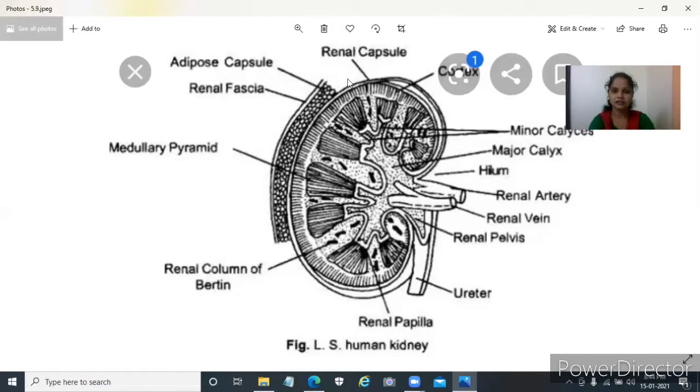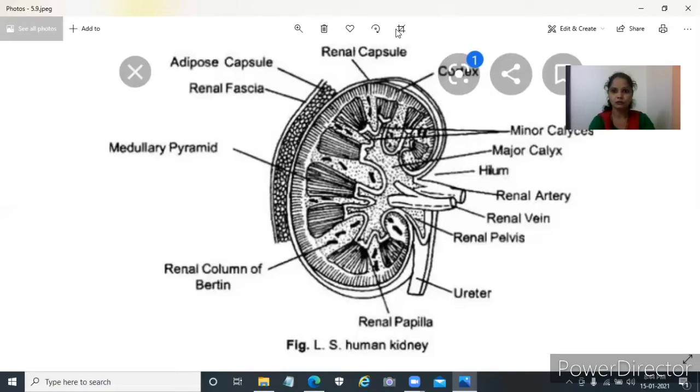Now, the third one is the renal capsule. It is again smooth, thin, transparent, and made up of a fibrous membrane, and it continues to the outer wall of the ureter. Now, its function. The renal capsule acts as a barrier, and second, it helps to protect the kidney from the spreading of infection. So those are the three different layers present outside the kidney: renal fascia, adipose capsule, and the renal capsule.